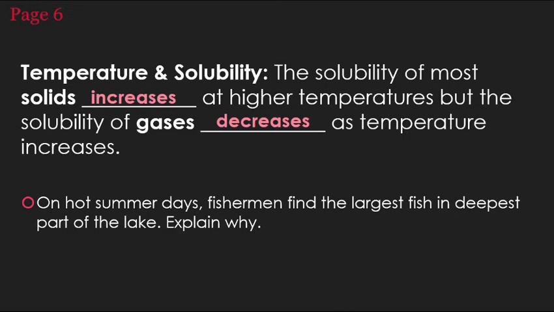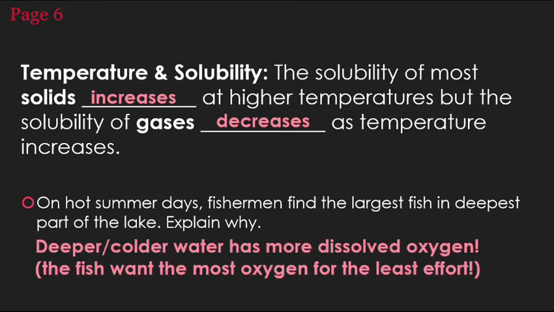And the same kind of thing is true with fish. Fishermen are going to find the largest fish in the deepest part of the lake on hot summer days. That's because that deeper, colder water has more dissolved oxygen. Of course, the fish want the most oxygen possible for the least amount of effort. But it's that more oxygen part that is the key here.